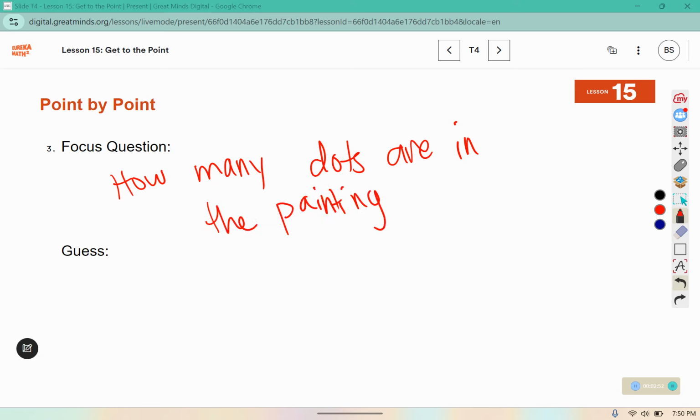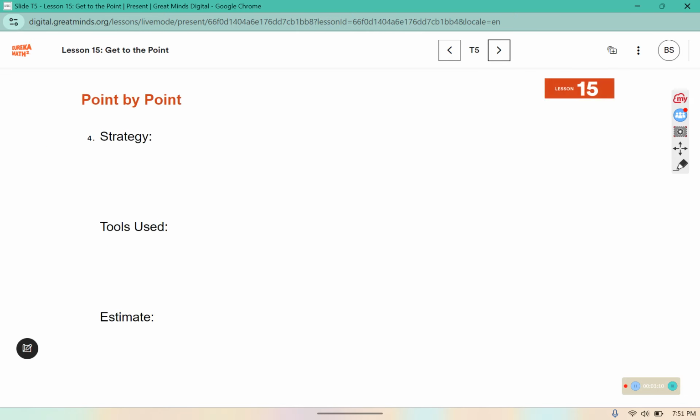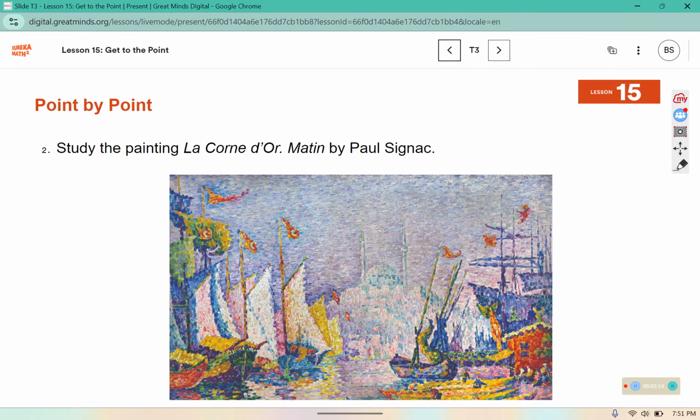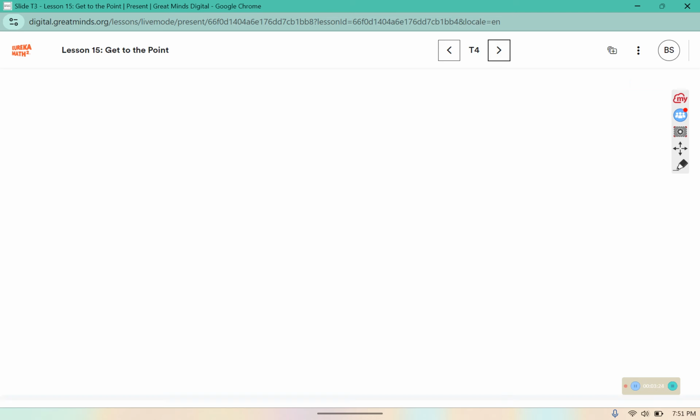And then we have to make a guess. I'm going to guess about 2 million dots, which is about 2 times 10 to the 6th. Now we need to come up with a strategy. We're not going to count every single dot in this painting. So we needed a strategy to make this a little less complicated for us.